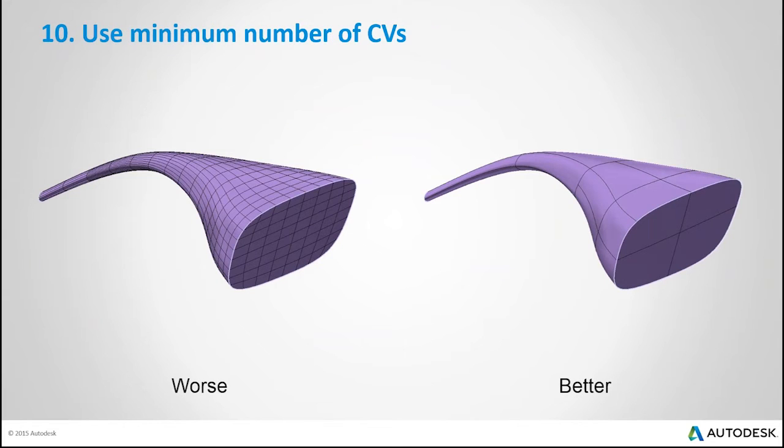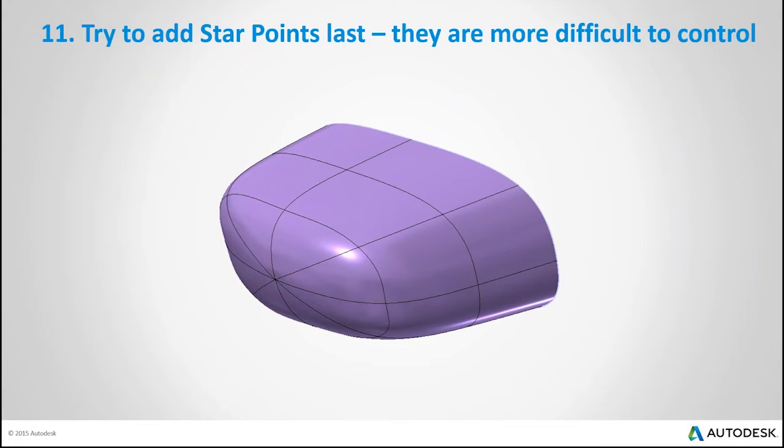And again, try and get away with a minimum number possible of CVs. So you can see the one on the right is kind of spot on. Basically to the left you've got more work to do. Put a point star in, try and leave it to last, they're more difficult to control.